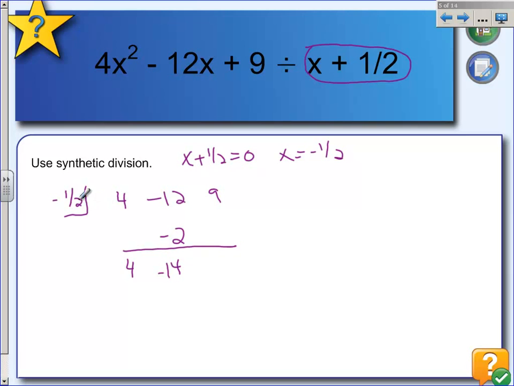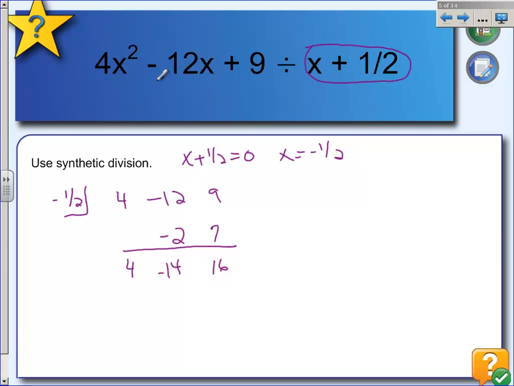Do the same process. Multiply the negative 1/2 times the negative 14. And we're going to put that product right here. So negative 1/2 times negative 14 is 7. And we add. 9 plus 7 is 16. And this is what we have created. This is our quotient. But we've got to put our x's back in.